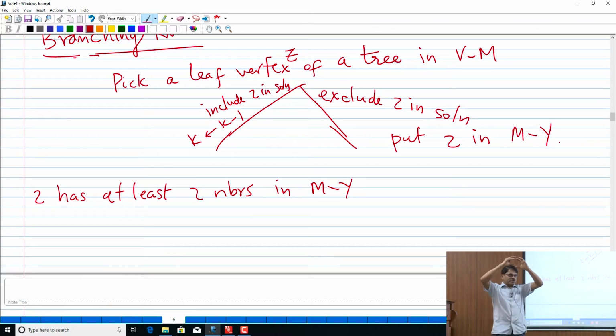Remember, M minus Y is a forbidden set. You are not allowed to pick vertices from there, right? Because I made my guess and I said M minus Y is a set of vertices where I am not allowed to pick vertices. I can only pick vertices from below. So, in the branch where I am excluding z, it is equivalent to say I go and put z in M minus Y. Right? Remember this picture.